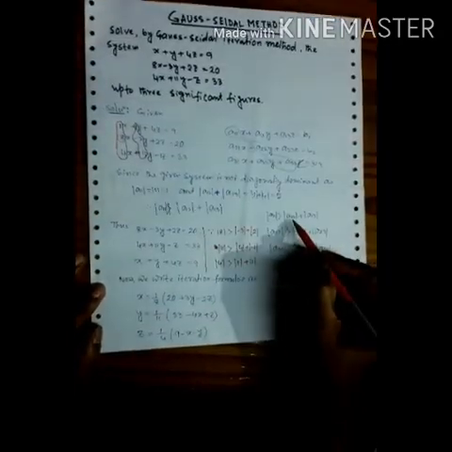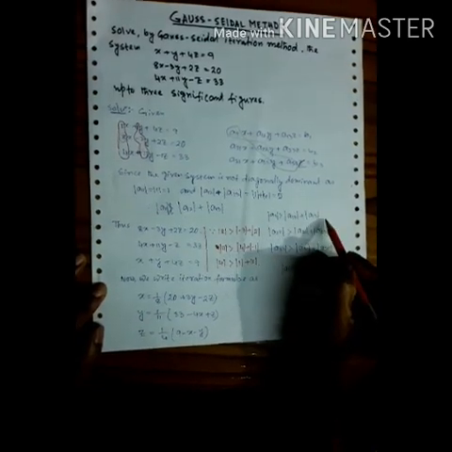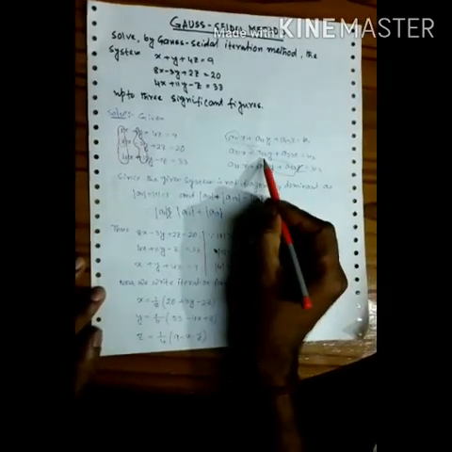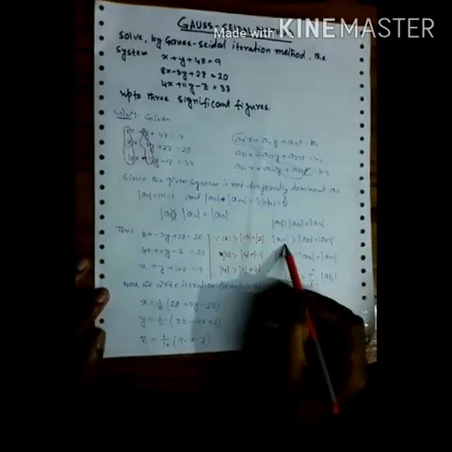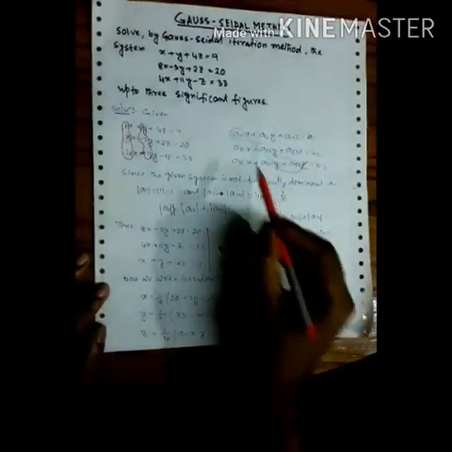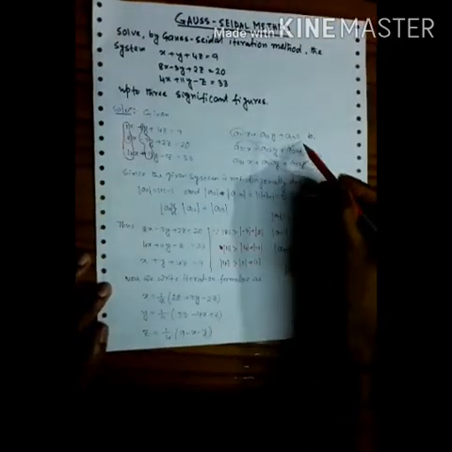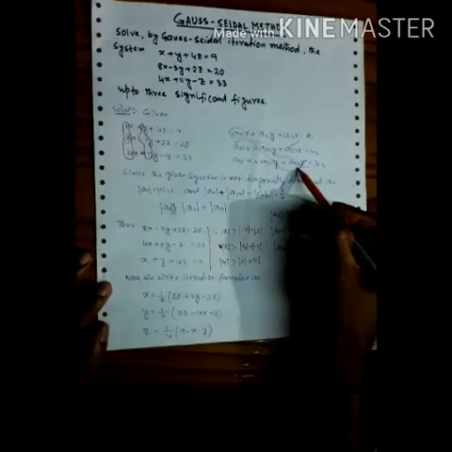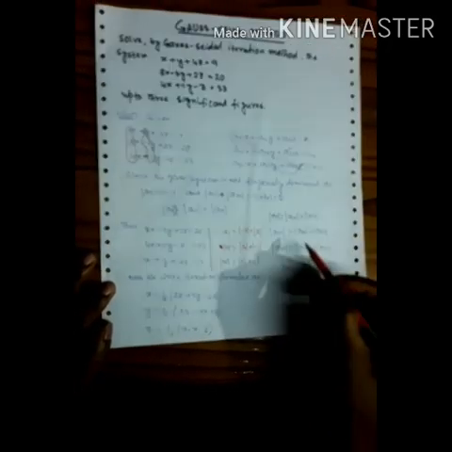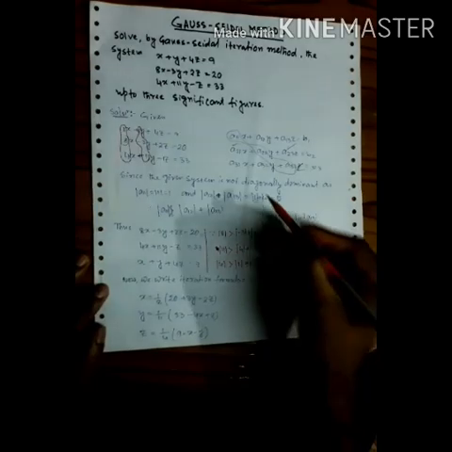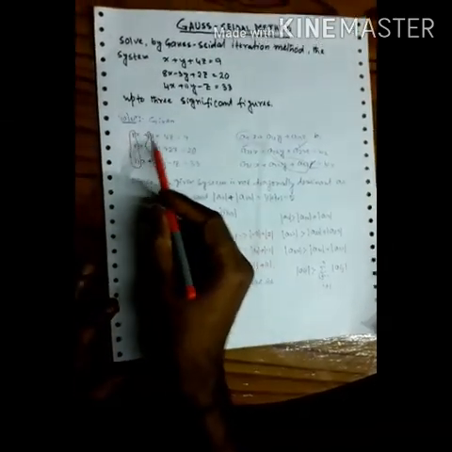That is, mod of a12 plus mod of a13. Similarly, in the second equation, the diagonal element is a22, so mod of a22 should be greater than or equal to the sum of the remaining two elements. Similarly, in the third one the diagonal element is a33, so mod a33 should be greater than the sum of the remaining two. Now here we consider this equation.